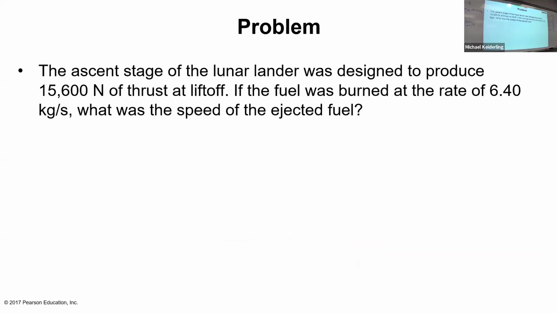So the ascent stage of the lunar lander was designed to produce 15,600 newtons of thrust at liftoff if the fuel was burned at a rate of 6.4 kilograms per second. What was the speed of the ejected fuel? I'll give you a couple of minutes to work on this.